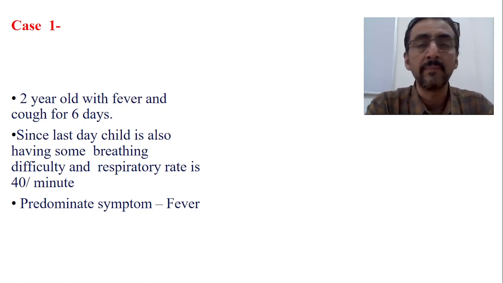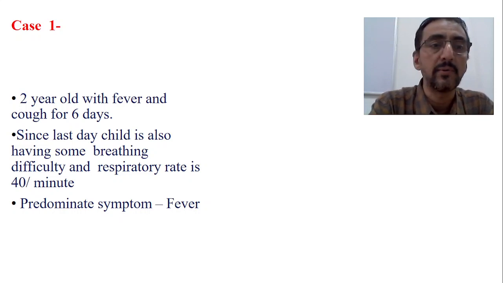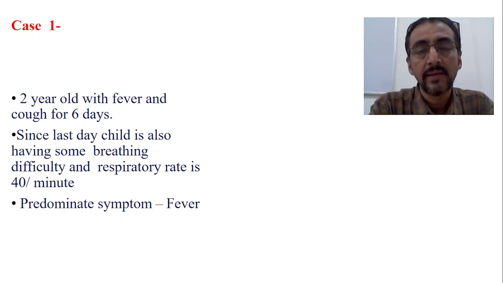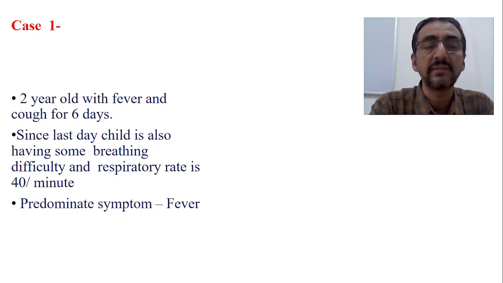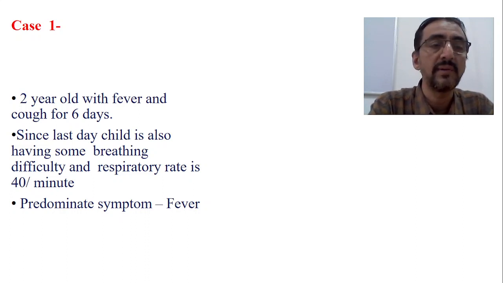This is case number one. So what is this case? A 2-year-old child, probably a toddler, with fever and cough came to you, and the history is for 6 days. The age of the child is 2 years, and the main complaints are fever as well as cough, and the parents are telling that this problem has been there for the last 6 days. Now the parents are also telling that since last day the child is also having some breathing problem, and the respiratory rate is now 40 per minute.